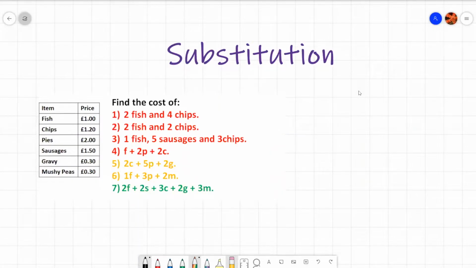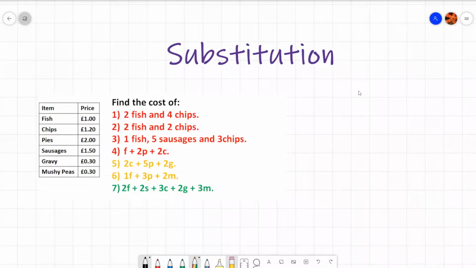Substitution. In today's lesson, we will be looking at what substitution is in maths. As an example here, I have a fish and chip shop menu. In the fish and chip shop, they sell fish, one portion for £1, chips, one portion for £1.20, pies, one pie would be £2, sausages, a portion of sausages, £1.50, gravy 30p, and mushy peas also 30p. And we are going to answer some questions to do with this menu.